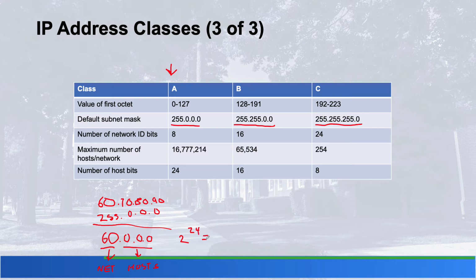What's 2 to the 24th? It is 16 million. So a Class A network can have 16 million computers on it. That's a big network. I don't think I know anybody that has 16 million computers and devices in their company. I don't even think Google has 16 million devices. They might.